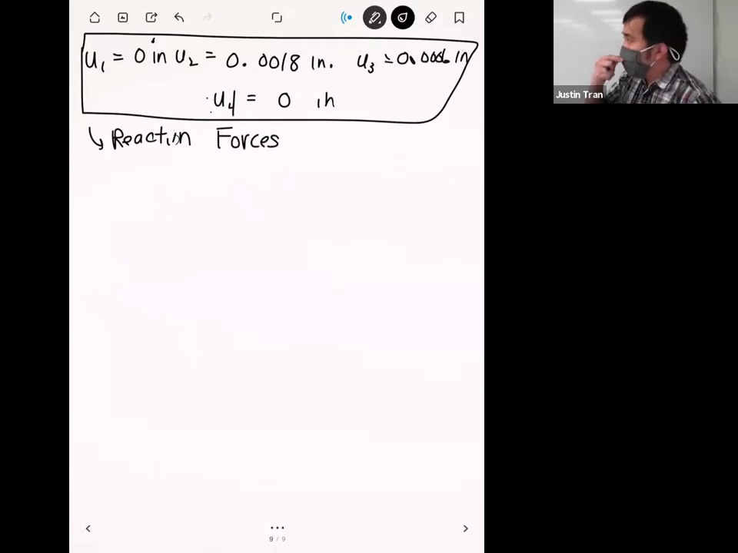Just like it was mentioned, the first thing that ANSYS always solves for is your deformations, and that's what we got there. Then from those deformations, everything else is solved for. For ANSYS, that'll be your structural stresses, but for this particular problem, we can use this result to find out what the reaction forces are at each of the nodes.